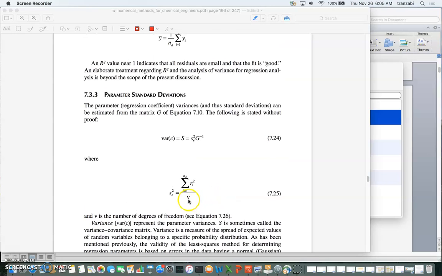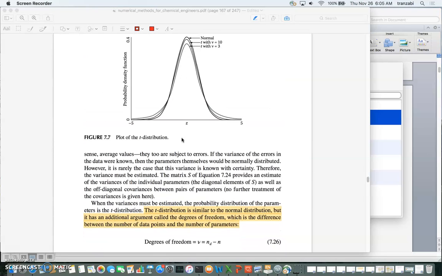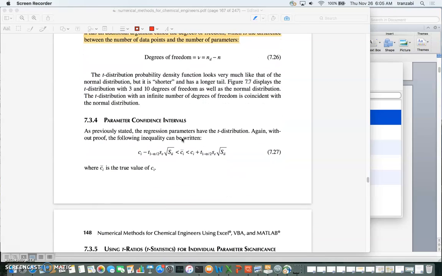Okay, let's go back here. After we calculate nu and residual squared, we get this ratio. It's called S sub E squared. And then that goes into this equation to get the S matrix. The diagonal of the S matrix is going to be the variance of the parameters, and then the square root of the variance will be the standard deviation. So let's look at an example.